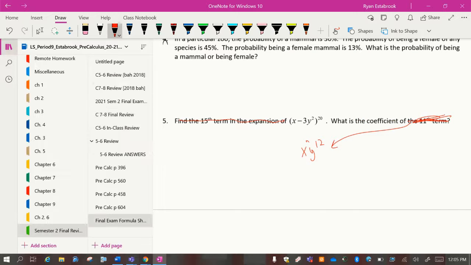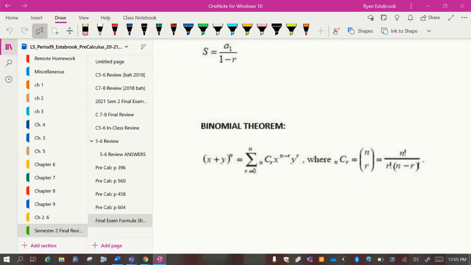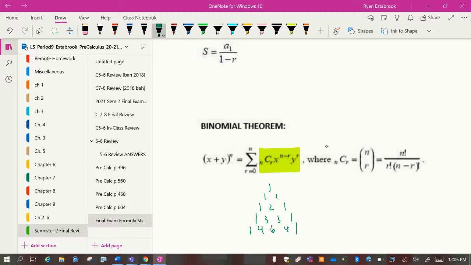There is a formula on the formula sheet for this, the binomial theorem, and here it is. If you can make sense of that, awesome. What I will say, the advantage of having this formula is just looking at that part right there. Each term has one of these combinations in front of it. And those combinations we could get from Pascal's triangle. But in this problem, because it's to the 20th power, we'd have to go down from row 0, 1, 2, 3, 4, all the way down to row 20. And I don't think anybody wants to do that.